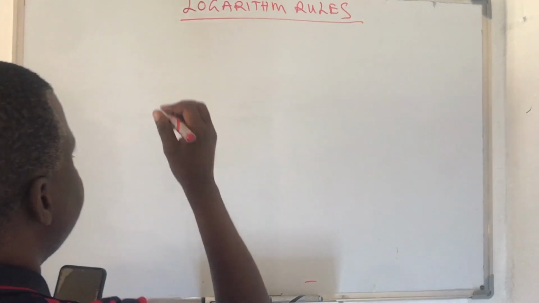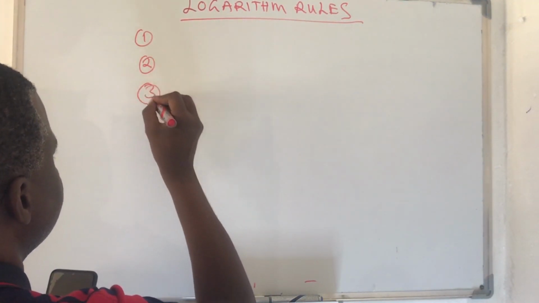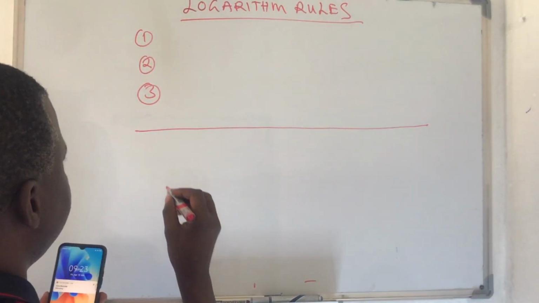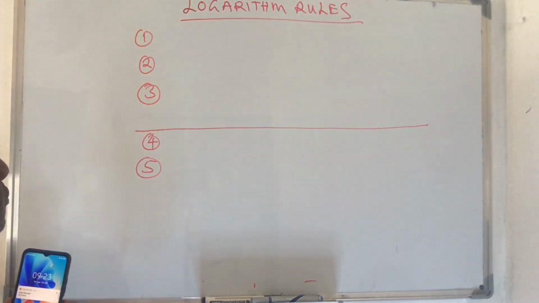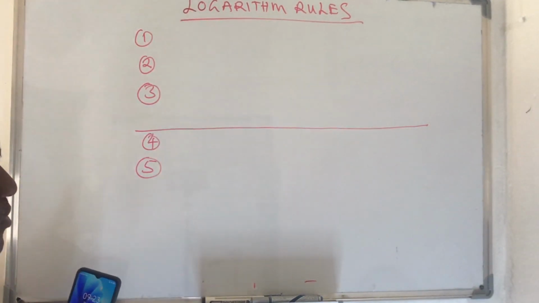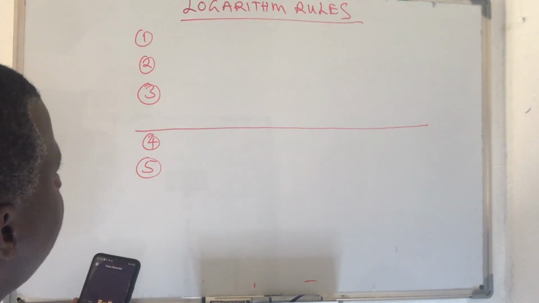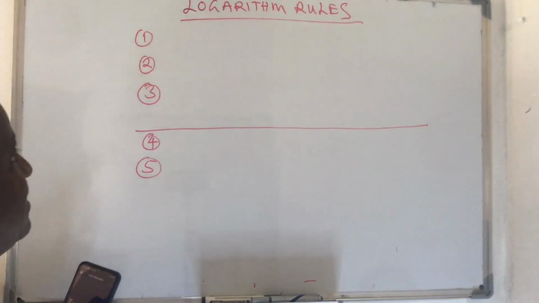So there are basically three rules which you should know, and then I'm going to give you some bonus. So we are going to look at the three rules, then after we do that, I'm going to give you two bonuses. It's good to give each other bonuses, isn't it?